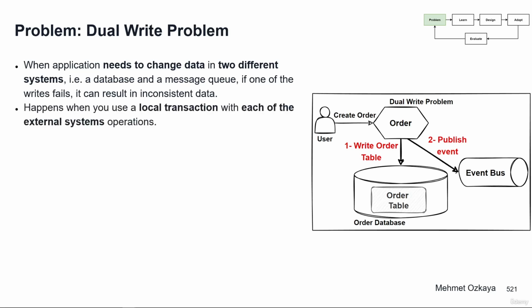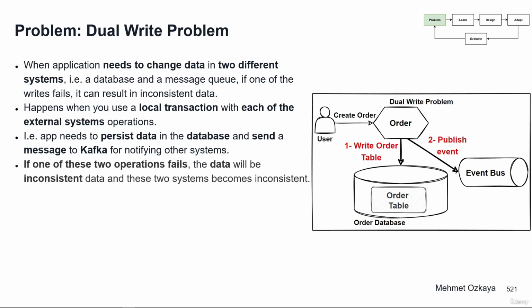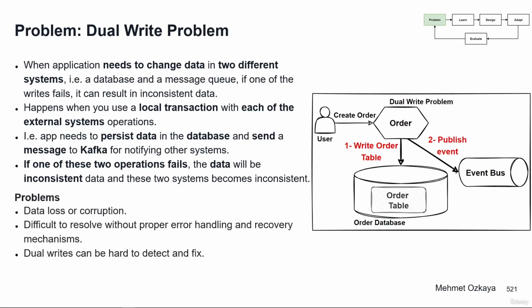This is the typical case when you use local transactions with each of the external systems' operations. For example, when an application needs to persist data in the database and send a message to Kafka for notifying other systems. If one of these two operations fails, the data will be inconsistent and these two systems become inconsistent. Here you can see the problems.